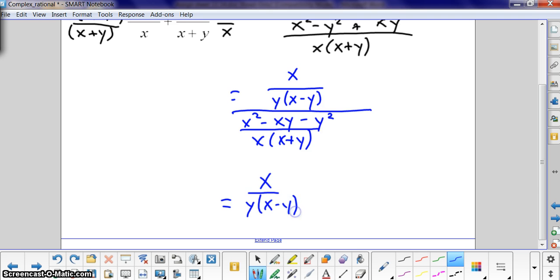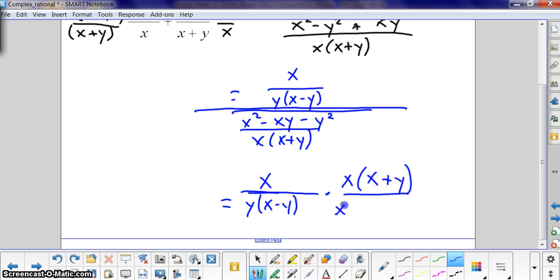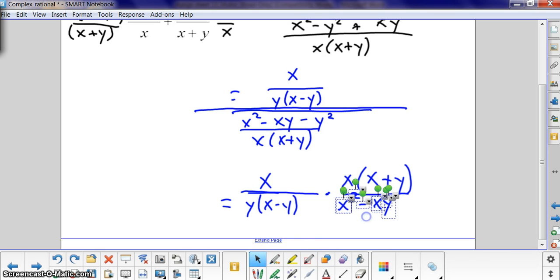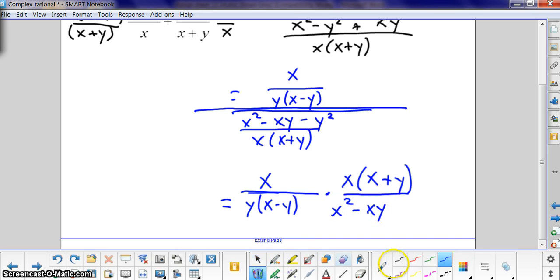So that's my numerator right there. It's coming right here. But instead of dividing by this fraction, I'm going to multiply by the reciprocal. So the reciprocal would then put x times x plus y on the top, and x squared minus xy minus y squared on the bottom. Boom. And then just writing it as one fraction would be our final step.